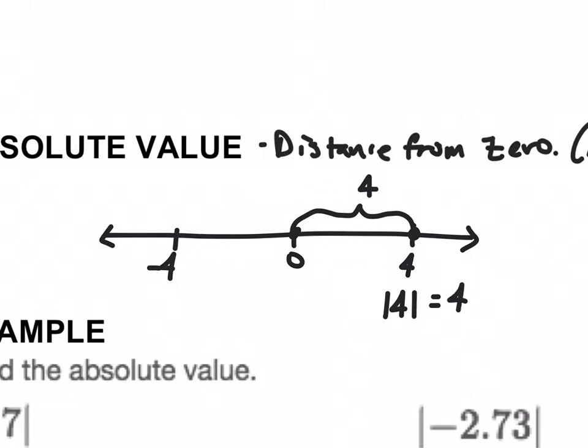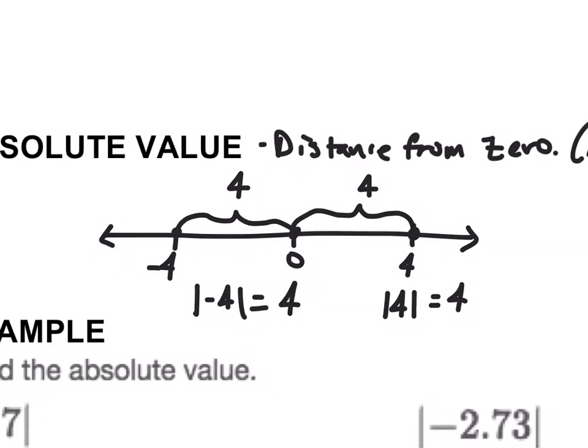If I were to take the absolute value of -4, what's the distance from -4 to 0? And that distance, because distance is always positive, is going to be 4. So if I were to take the absolute value of -4, I'm going to get 4.